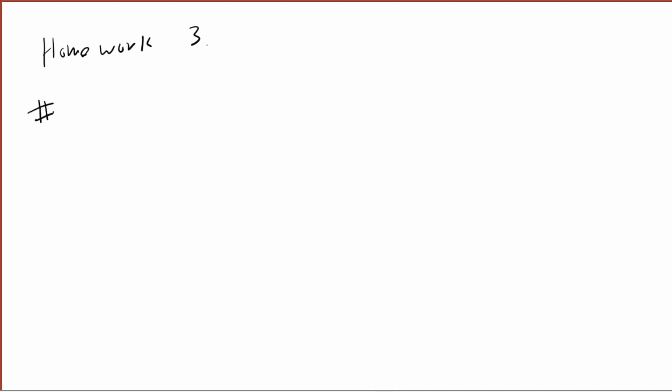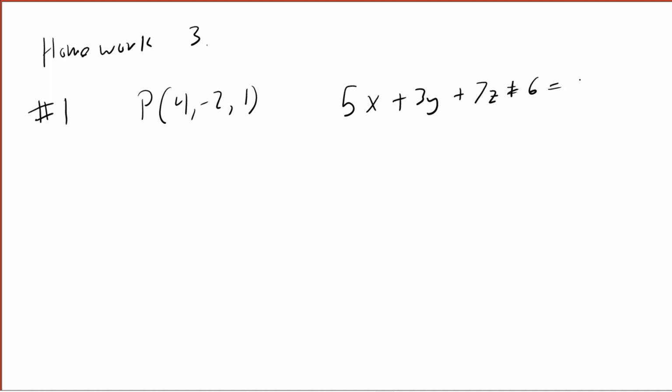Okay, number 1, find the vector parametric equations for the line passing through the point P, which is (4, -2, 1), and perpendicular to the plane 5x + 3y + 7z + 6 = 0.